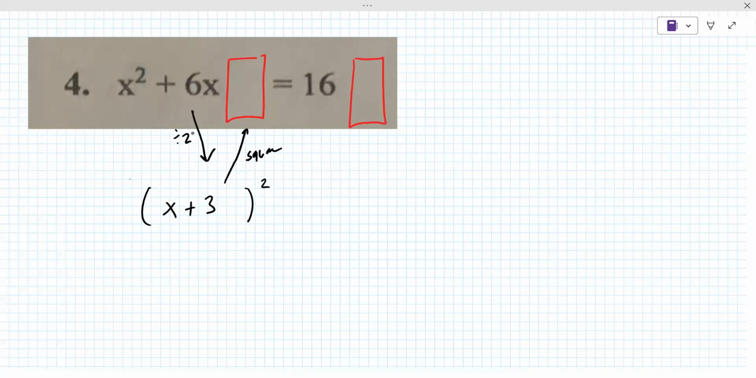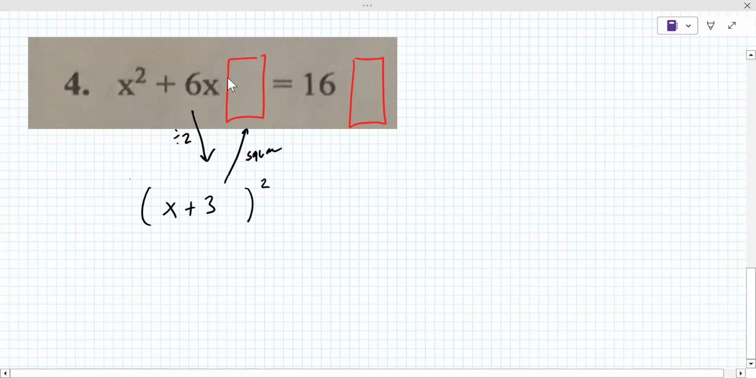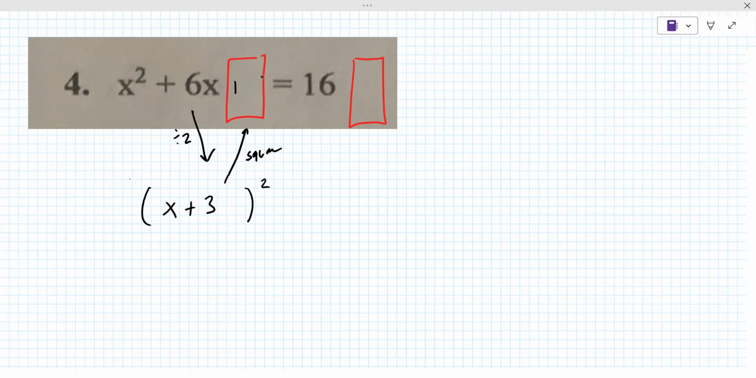Whatever that number is squared goes into the red box in both places there. What would that be in this problem? 9. Plus 9. So on the right, this becomes 16 plus 9 or 25. And the directions here, they do say to solve, like we are going to get x values.